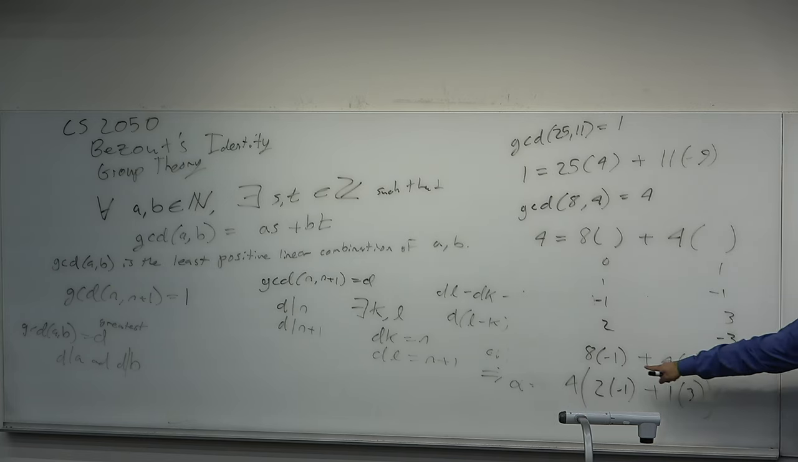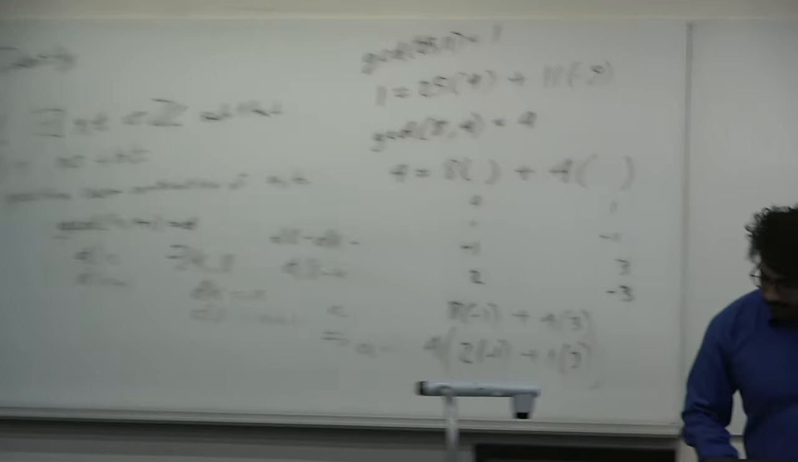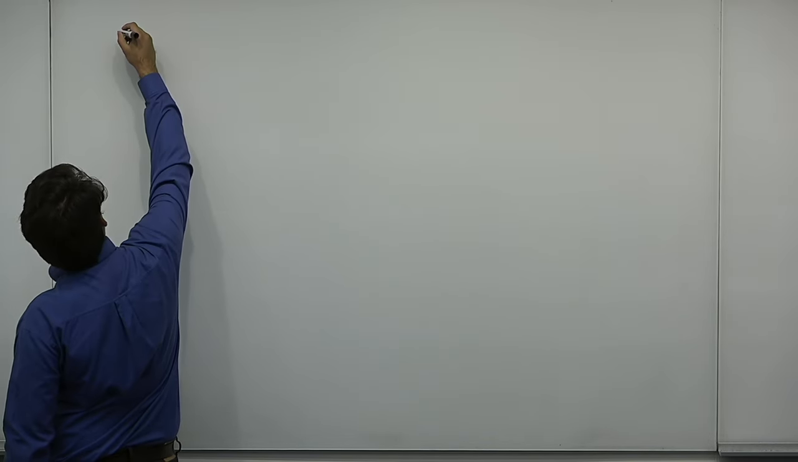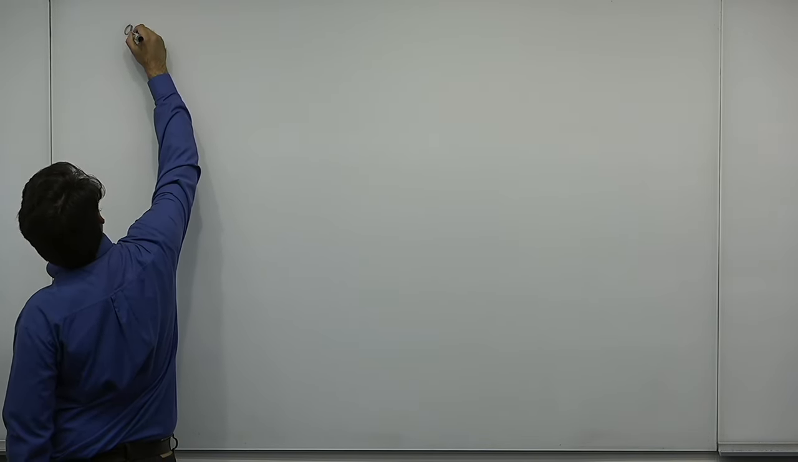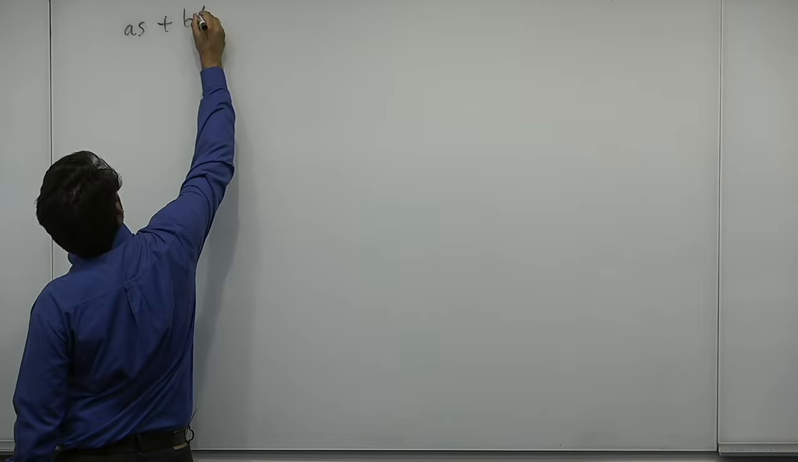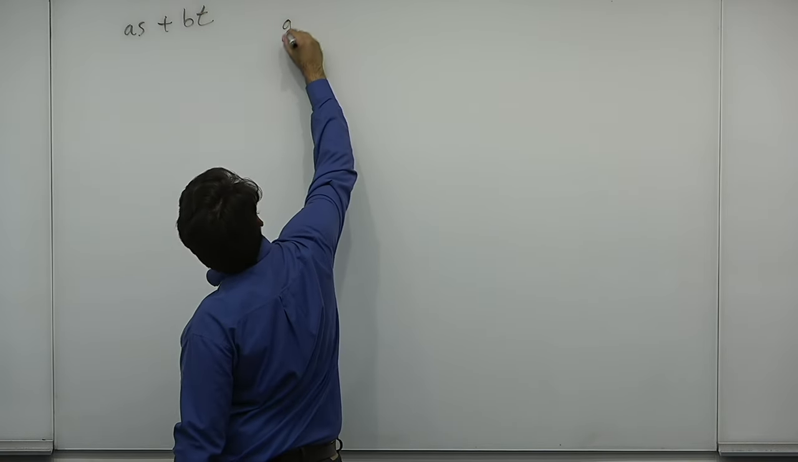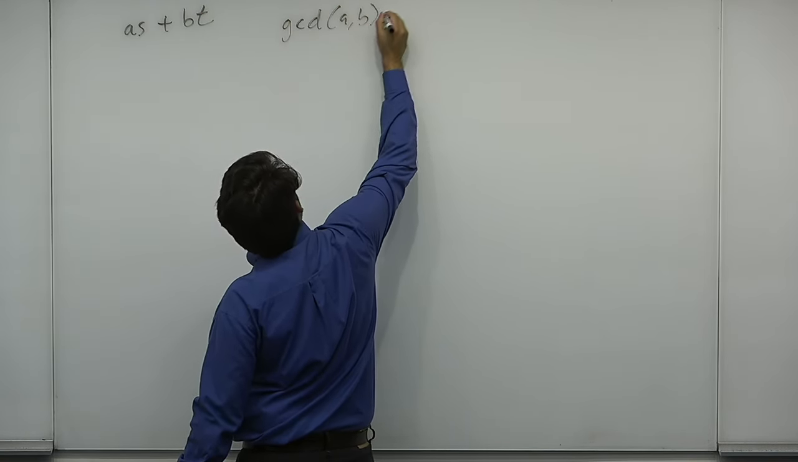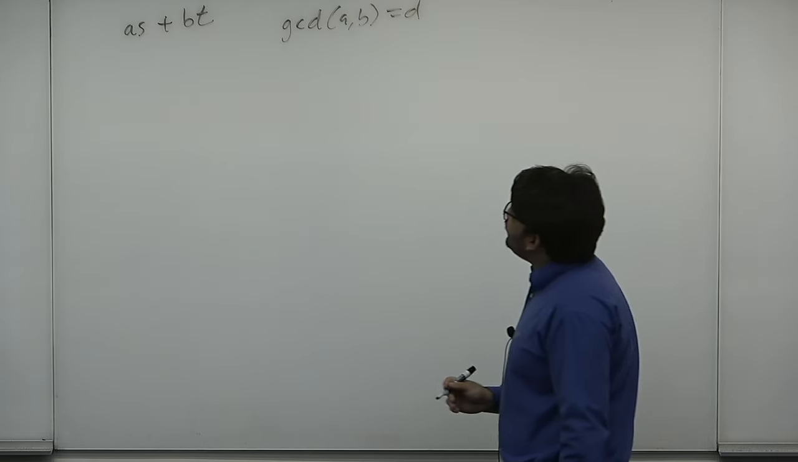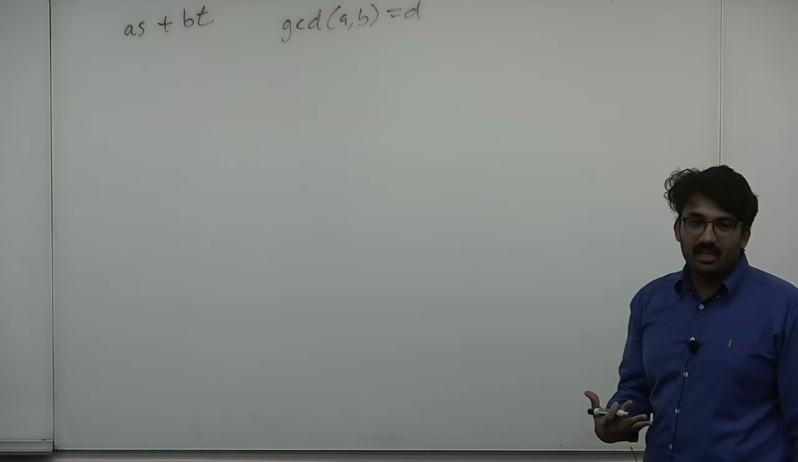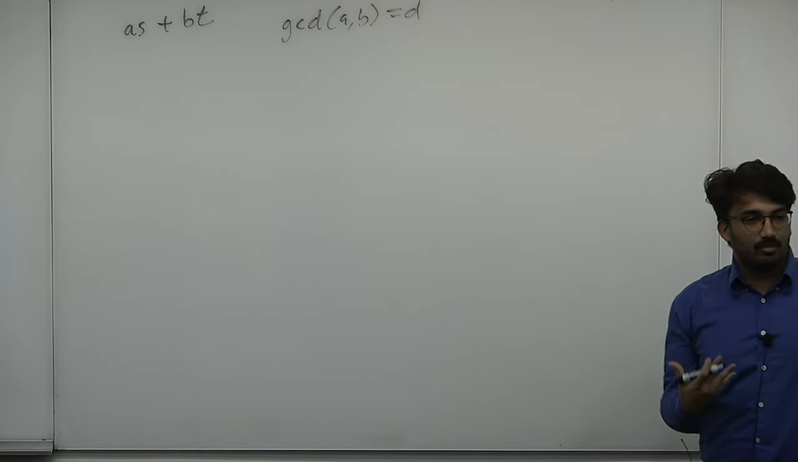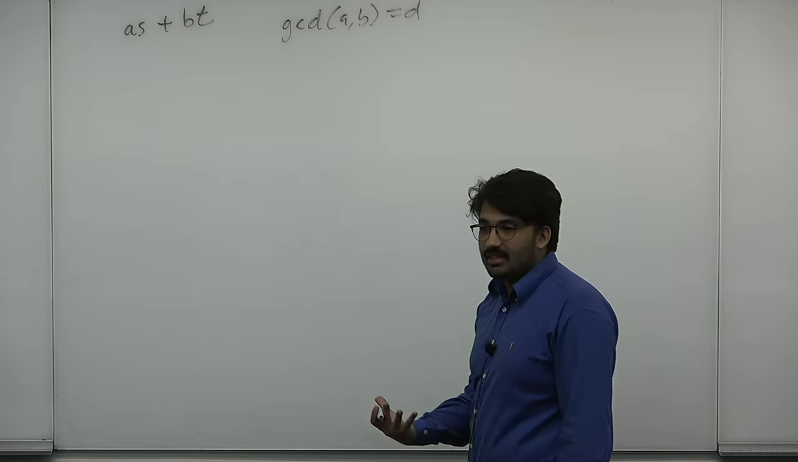So certainly, it can't be odd. Let's try and argue why it must at least be the GCD, the least number, right? So let's say we have AS plus BT, okay? And we know that the GCD of A comma B is equal to some number D, okay? If the GCD of A and B is equal to D, that means D is a divisor of A and B, right? D divides into A and D divides into B.